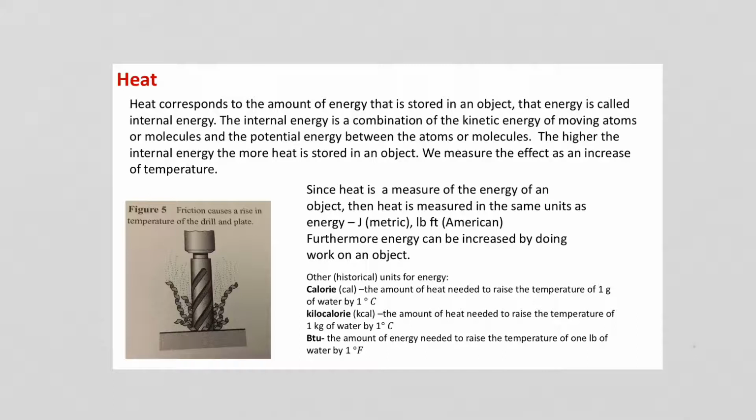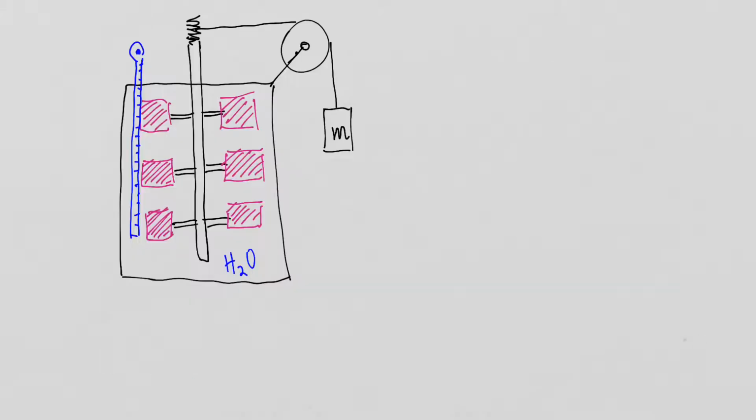In the imperial system, the equivalent is the British thermal unit, or BTU, and that would be the amount of energy needed to raise the temperature of 1 pound of water by 1 degree Fahrenheit. As it turns out, there is a relationship between the heat that is generated or contained in an object and mechanical work. The relationship between mechanical work and heat was discovered by James Joule.